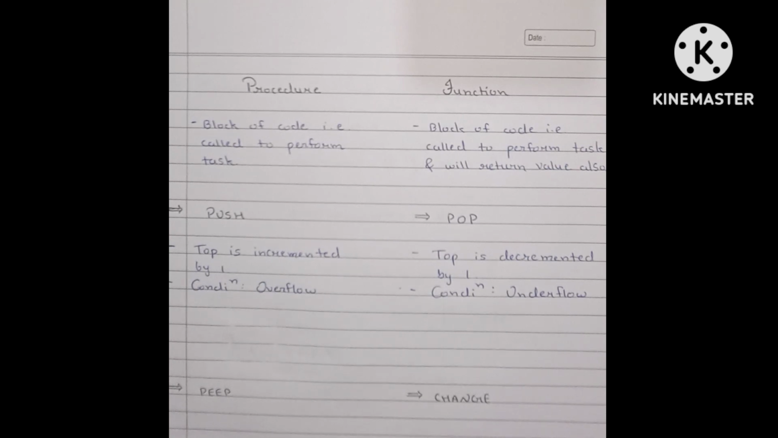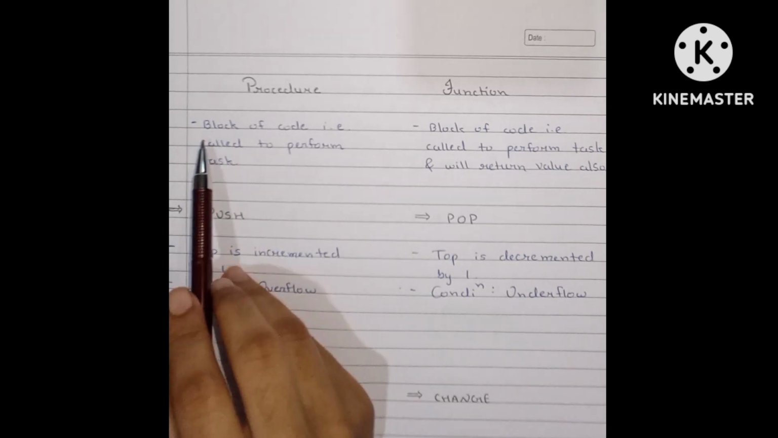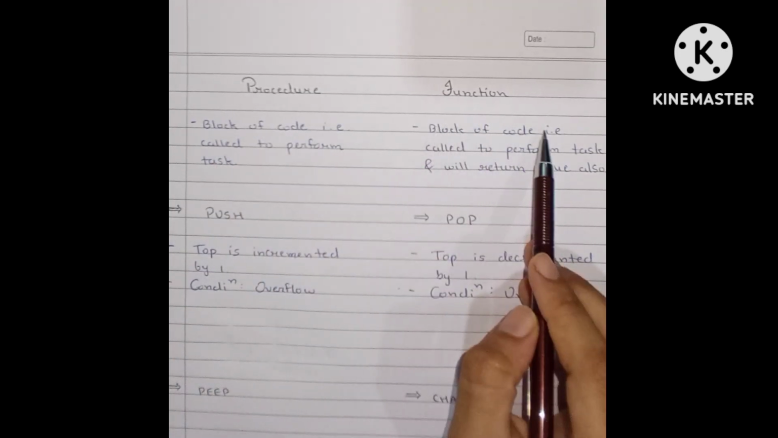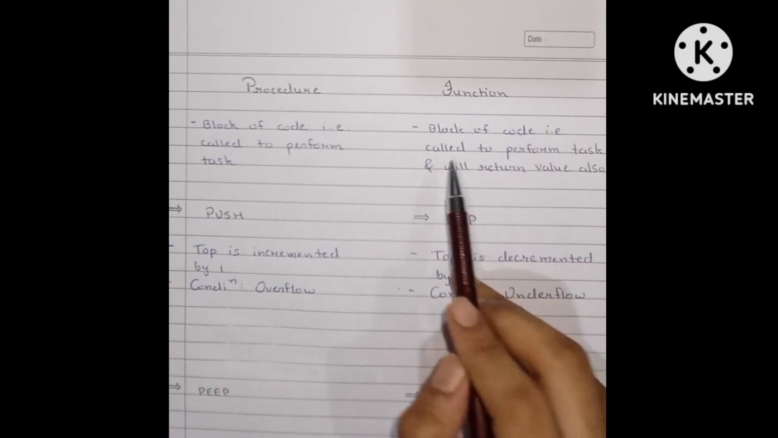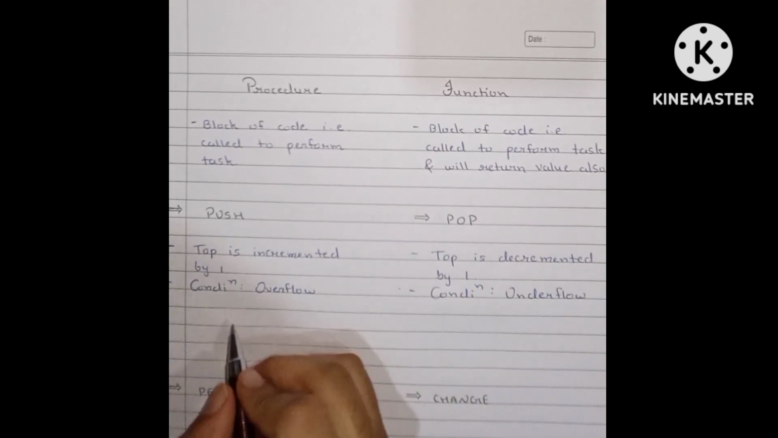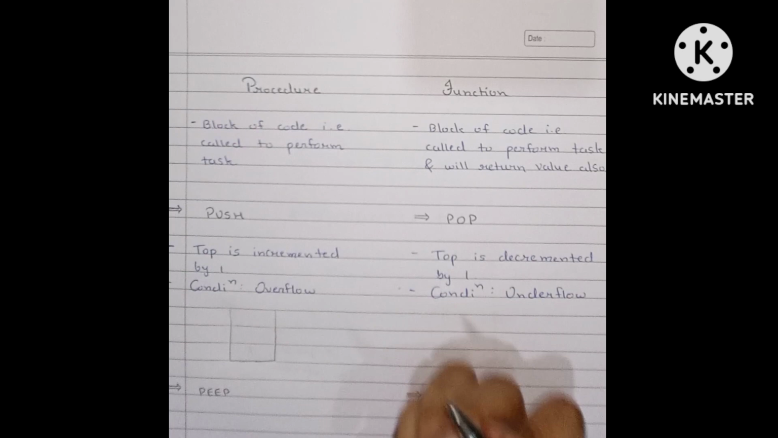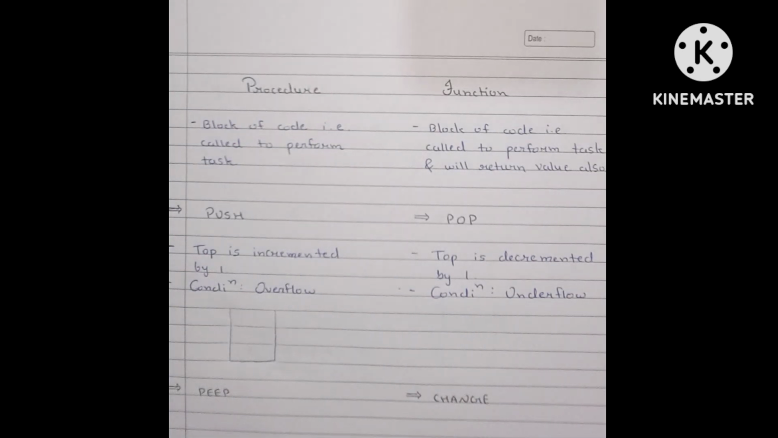Stack contains some procedures, functions and algorithms. Procedure is a block of code that is called to perform a task, whereas a function is a block of code that is called to perform a task and will return a value also. Push is a procedure which is used to insert the element in the stack, where the overflow condition is used to check the status of the stack.